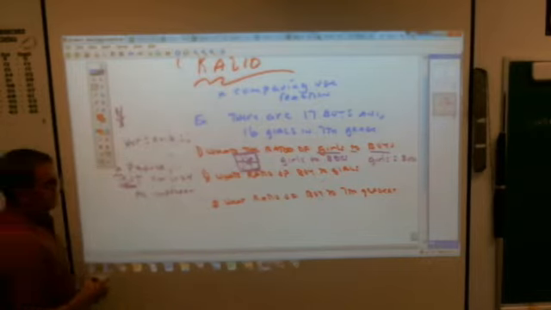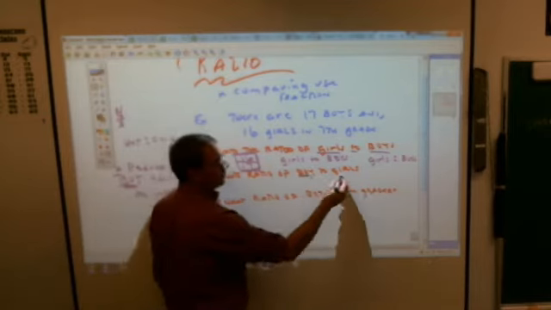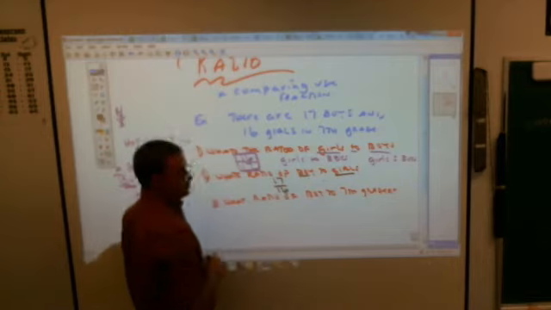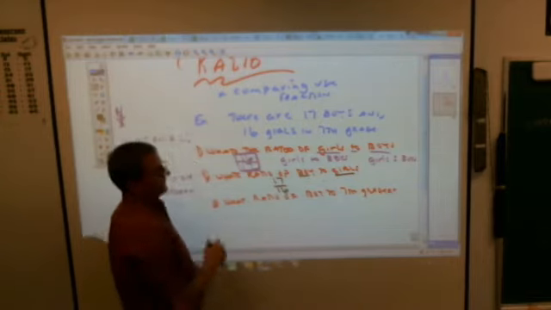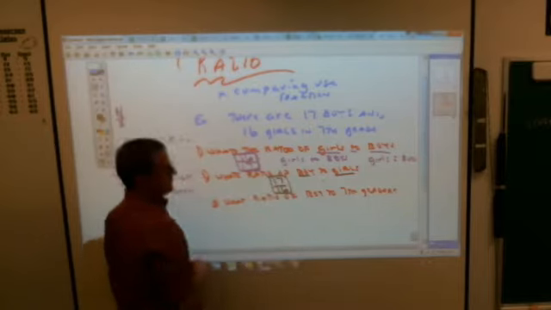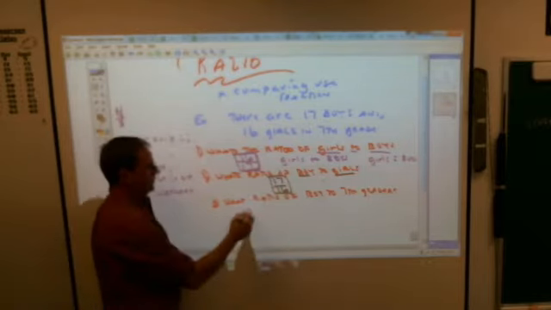That second one there where it says the ratio of boys to girls, again, order is important. This time the boys are given first, so boys have to go on top. It's 17 to 16. And that's reduced, it's fine, and you do not make it a mixed number. And for number 3, you do have to infer some things here.